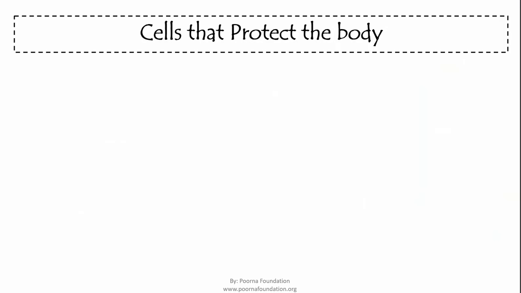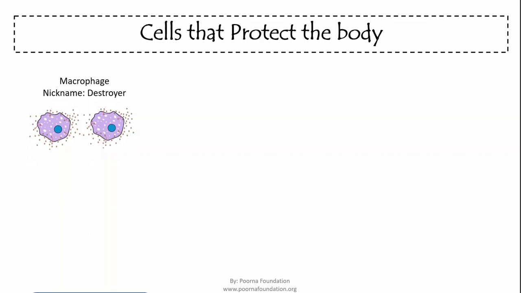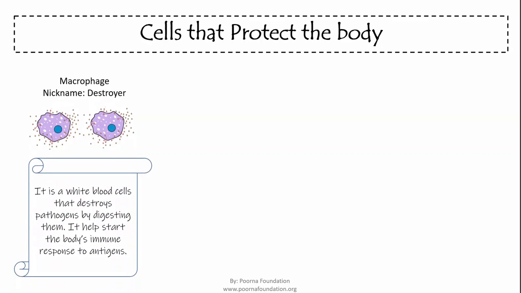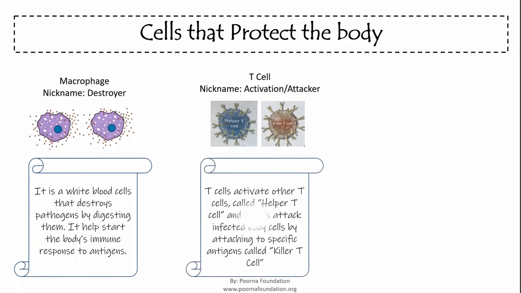Now there are 3 main cells that protect our body. The macrophage belongs to the innate immune response and is nicknamed destroyer. It's a white blood cell that destroys pathogens by digesting them. It helps start the body's immune response to viruses. Then there's the T cell, which is in the adaptive immune response. There are 2 types of T cells, helper T cells, which activate other T cells, and killer T cells, which kill infected body cells.